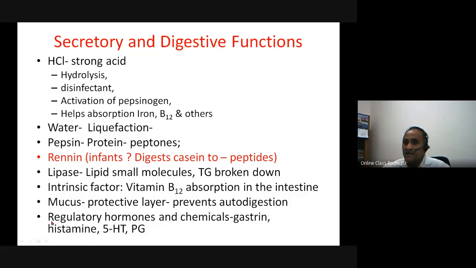And there are other hormones. There are a number of gastric hormones and chemicals secreted by the stomach. These hormones include gastrin, histamine, 5-HT, prostaglandin, ghrelin. Ghrelin is another hormone that I will come to in the next slide.